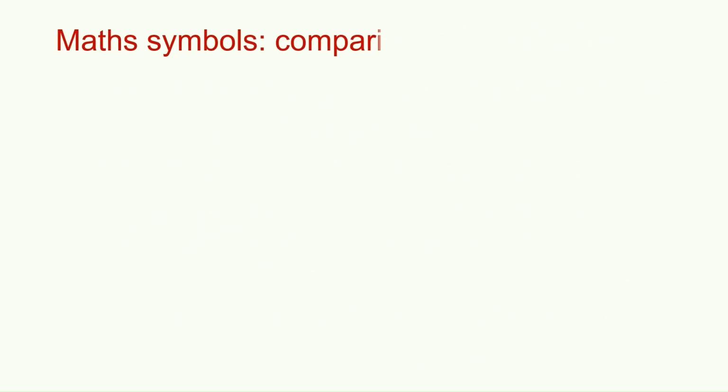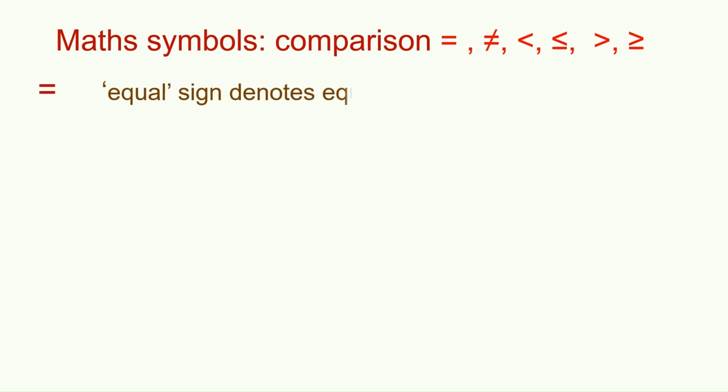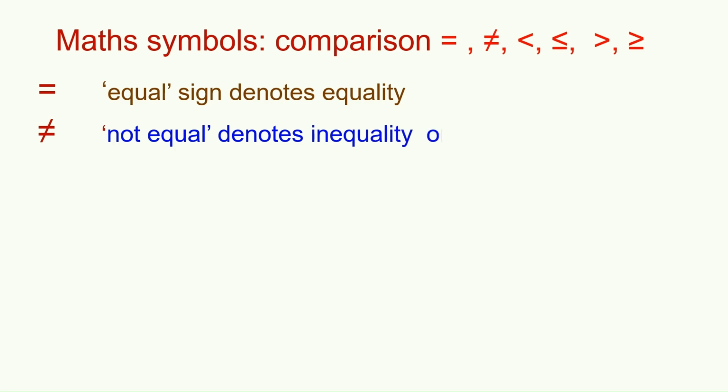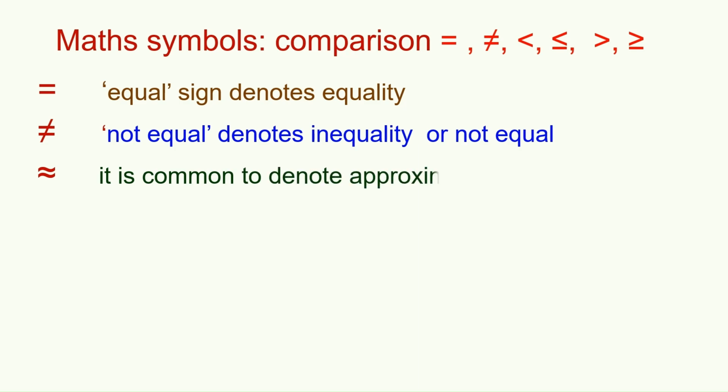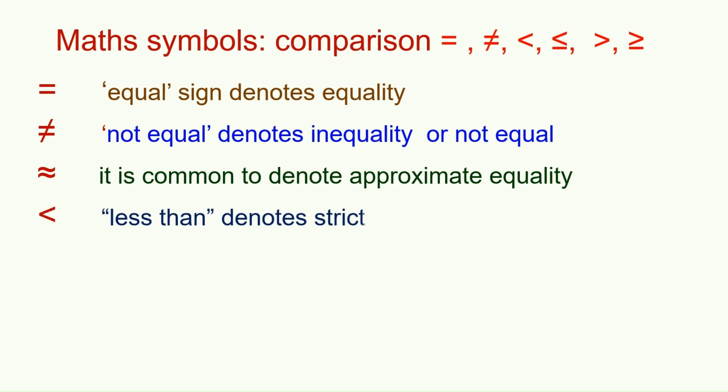Math symbols, comparison: equals, not equal to, less than or equal to, greater than or equal to. Equals, the equal sign, denotes equality. Not equal to denotes inequality. Almost equal to is common to denote approximate equality. Less than denotes strict inequality and comparison.